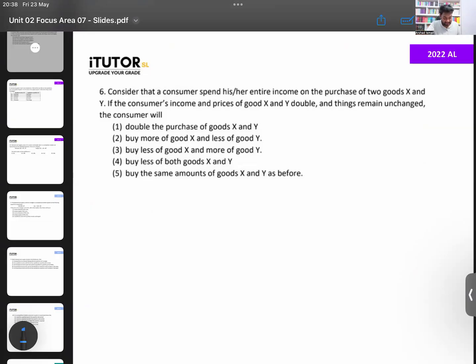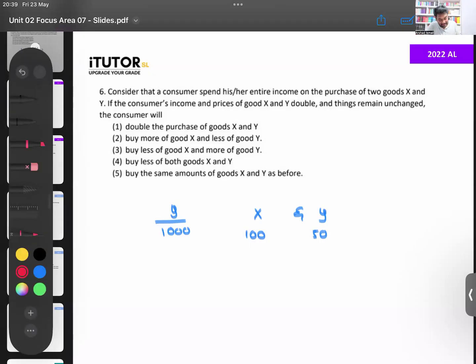Consider that a consumer spent his or her income on the purchase of 2 goods, X and Y. If the consumer's income and prices of goods X and Y both double, other things remaining unchanged, the consumer will... Think, Laman. There was a consumer earning, let's say, 1,000 rupees. He was buying good X and good Y. Let's say good X was 100 rupees, good Y was 50 rupees. Now his income has doubled to 2,000, but the prices of goods have also doubled. That's what they're saying. What will happen, Laman?